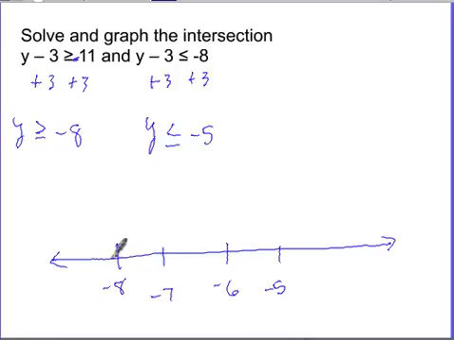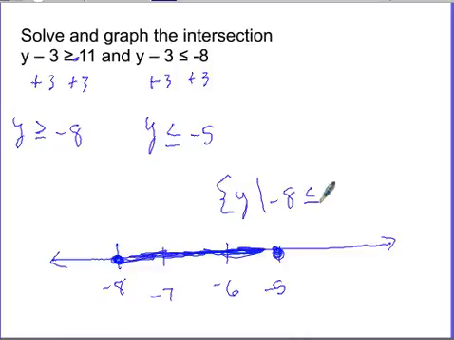All right. So a closed circle at negative 8 and a closed circle at negative 5, and we shade in between. That's going to be a different one here in a minute. We're going to get to that. It's going to be an or. And of course, set builder notation: the set of all y such that negative 8 is less than or equal to y, and y is less than or equal to negative 5.